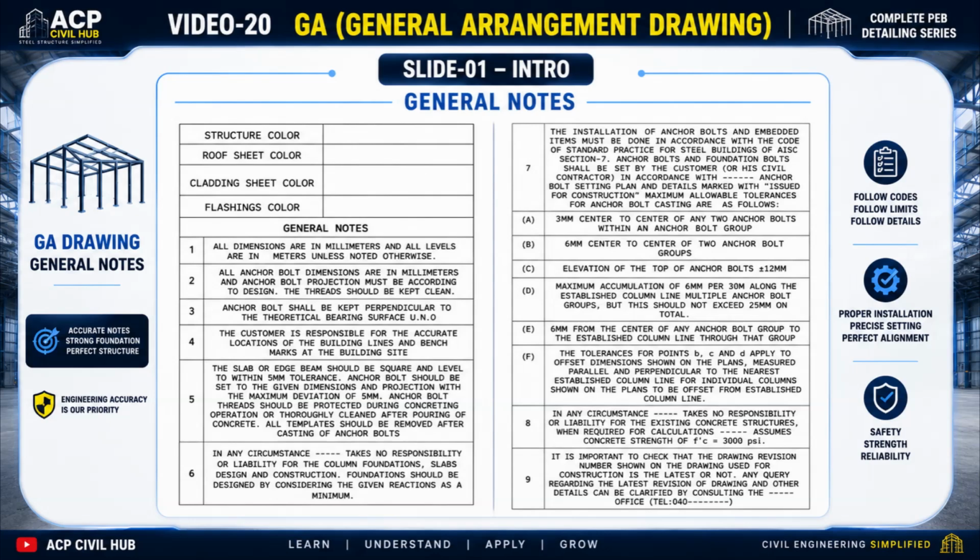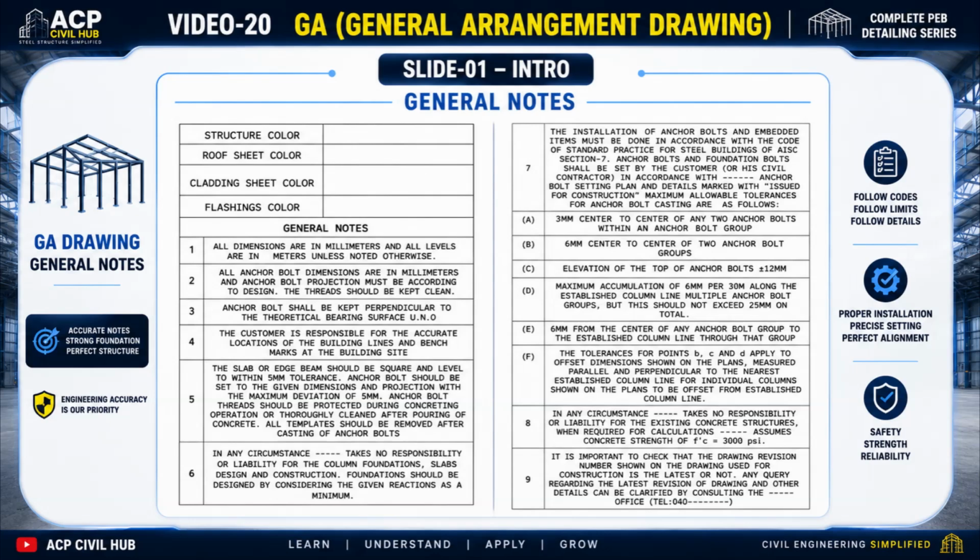These notes define important requirements such as units of measurement, anchor bolt installation, foundation tolerances, construction responsibilities, and drawing revision checks. Ignoring these notes can lead to incorrect fabrication, installation errors, alignment problems, or unnecessary rework at the construction site. In this video series, we will explain every general note one by one in a simple and practical way, so you understand not only what each note says, but also why it is important in real PEB projects.